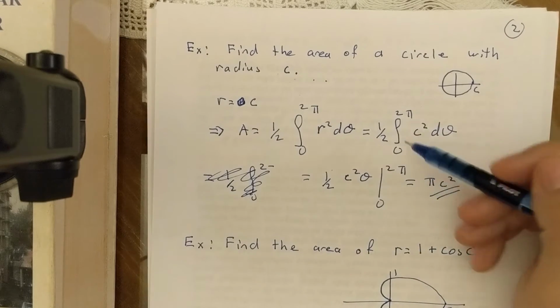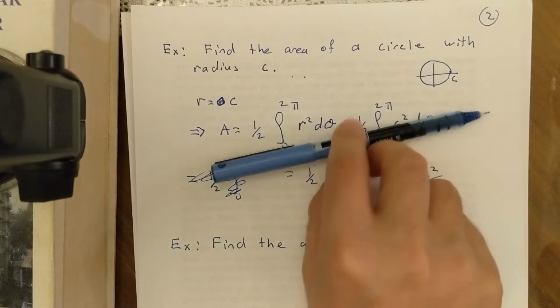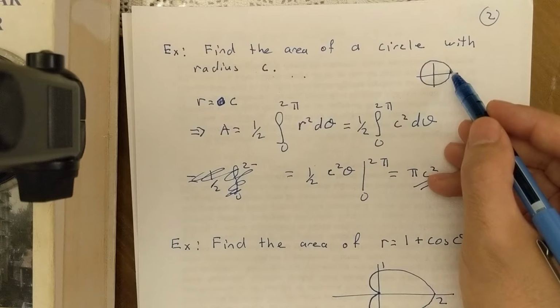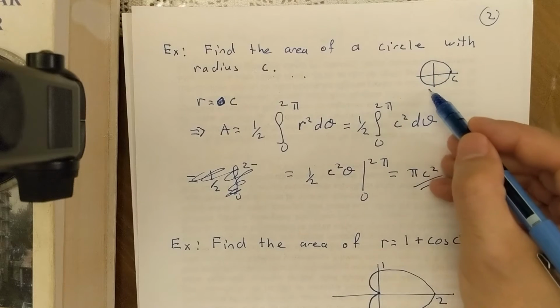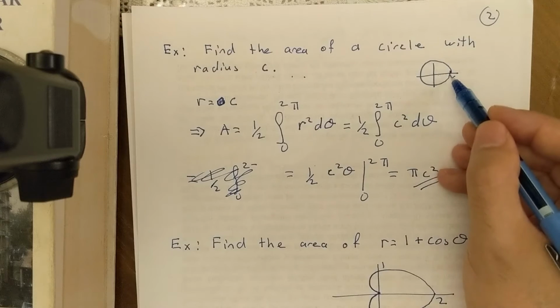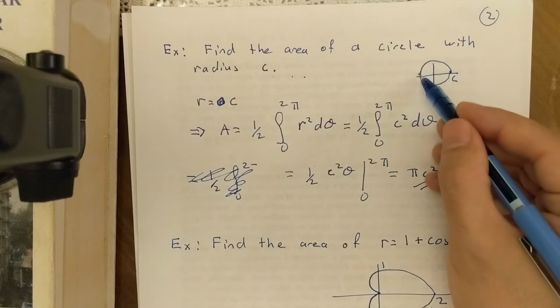That's the formula. Now why is it 0 to 2 pi? Think about it. We're going to sweep. We're going to start from here. How long would it take for me to go around the full circle? I need to go around 2 pi radians. If I wanted to do half a circle, I would need to go around pi radians.